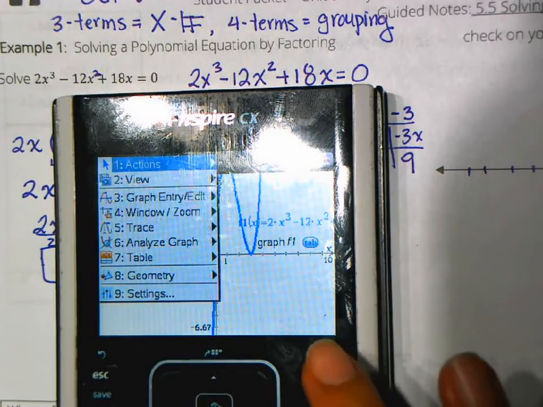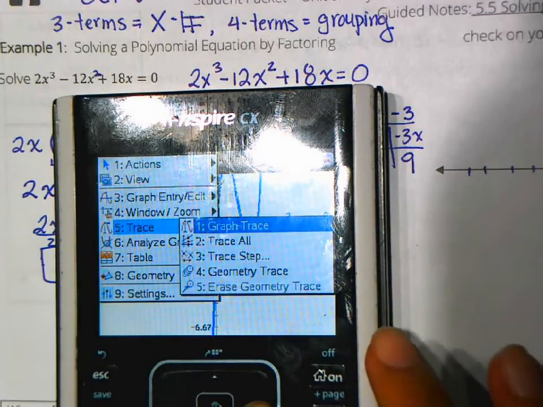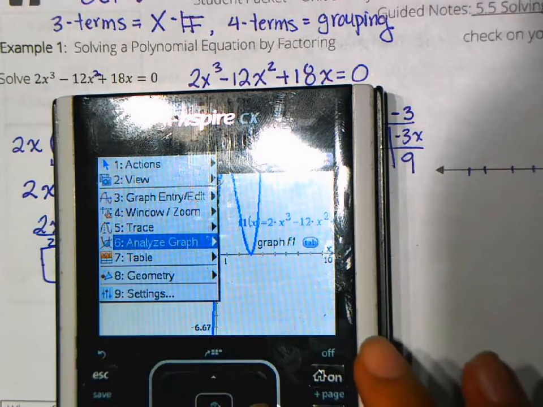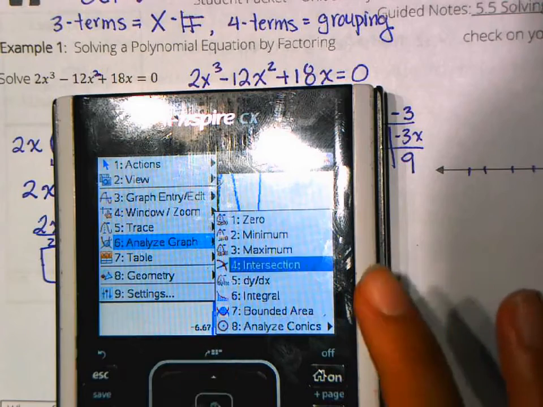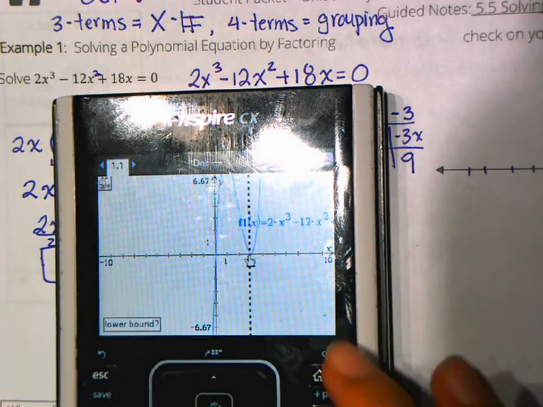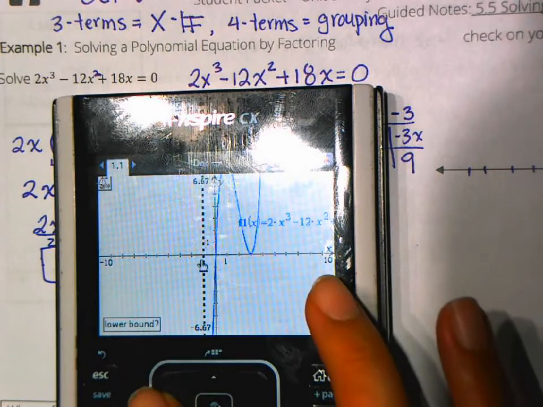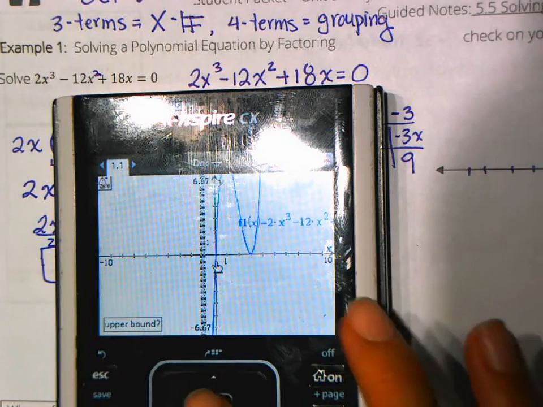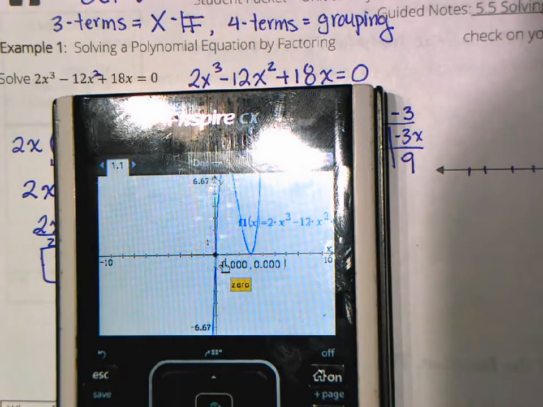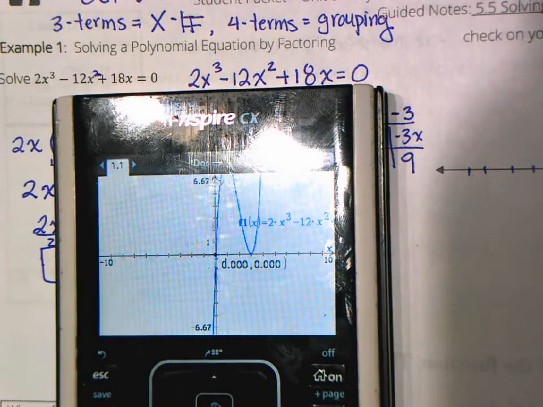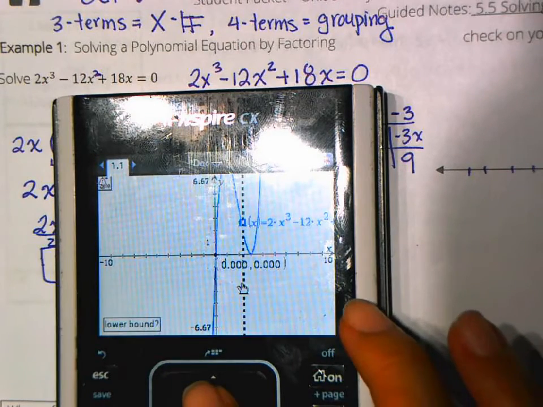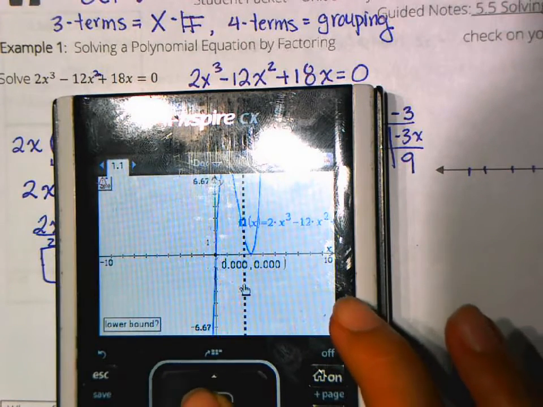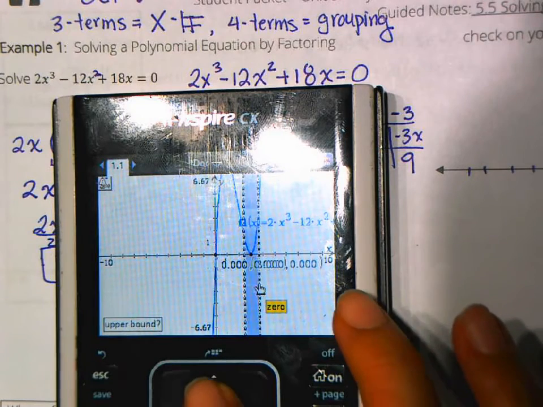So I could go to Menu, Analyze Graph. Nope, not Trace. Analyze Graph. And then go to my zeros. And then just highlight each one of these zeros. Just highlight that 0. And I can see that that is x equals 0. Do it again. Analyze Graph. Go to 0. And then again, highlight the other zeros.